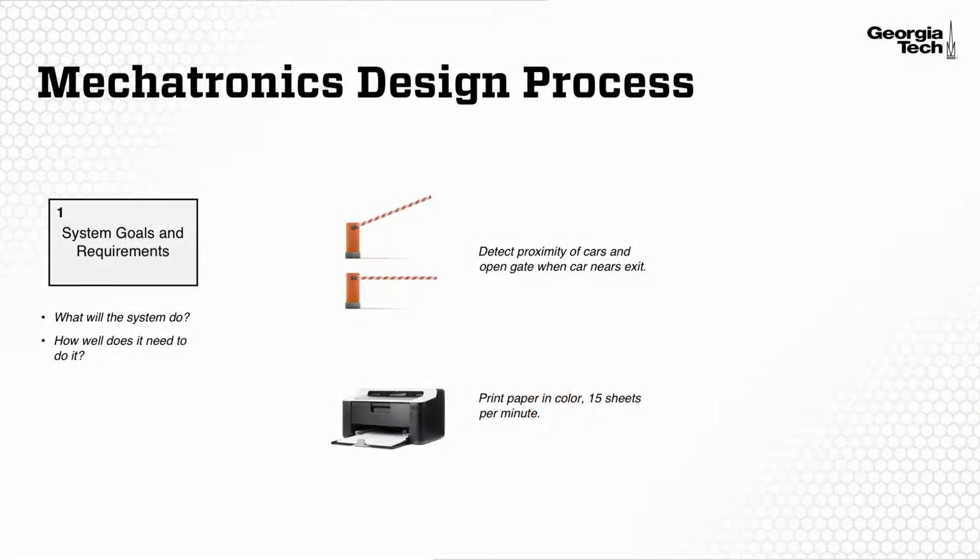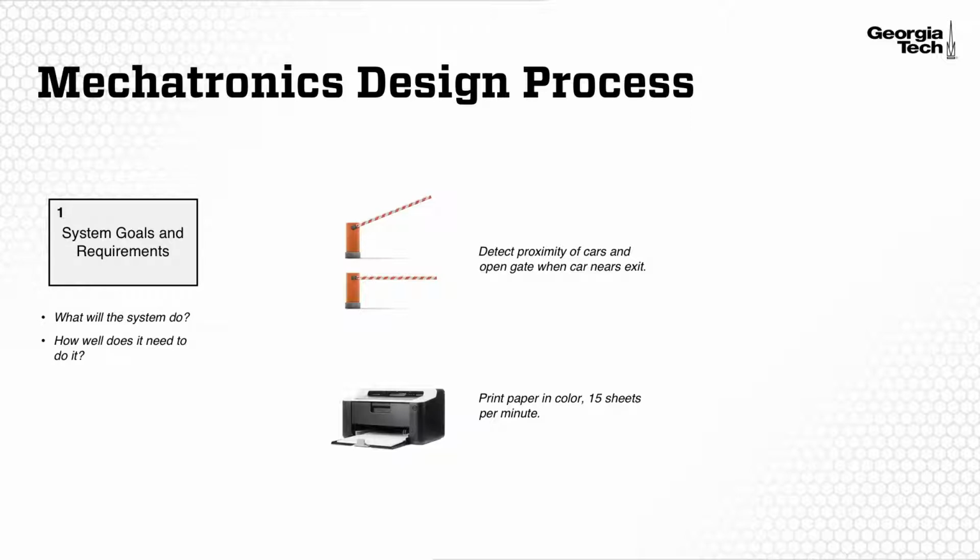Let's go through the steps in a mechatronics design process. The first step is to come up with a goal or set of requirements for your system. You want to answer questions like, what do I want the system to do? How well does it need to do it? And maybe we want to be quantitative about that and set numerical requirements on performance. Here's some examples of a goal of a particular system or particular requirements we might set.